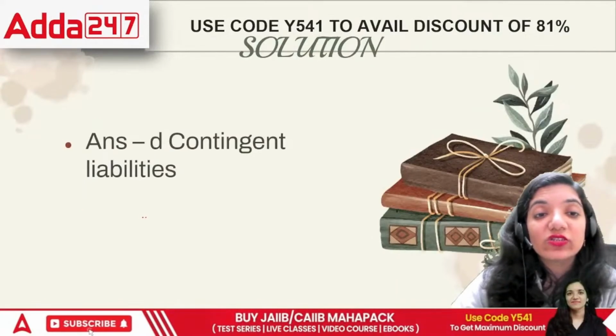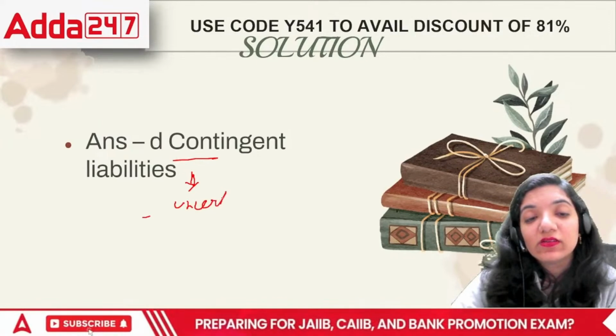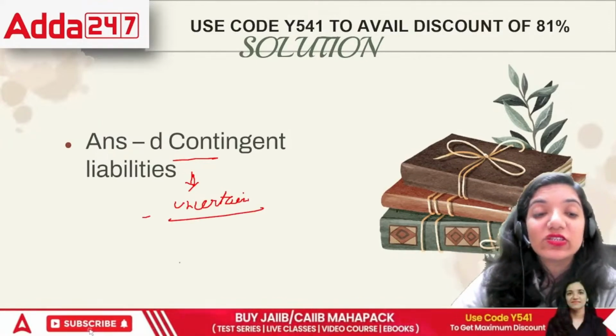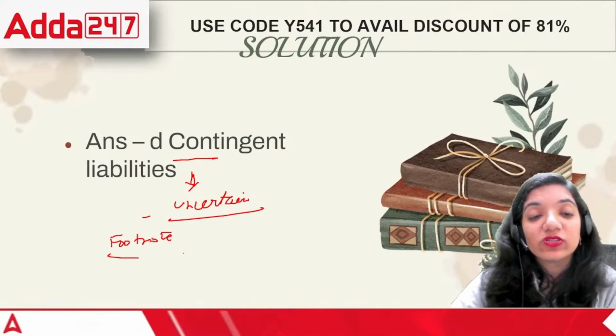So, contingent means anything which is uncertain. So, anything that is uncertain is not a part of the balance sheet, it is just noted down there in the footnote.